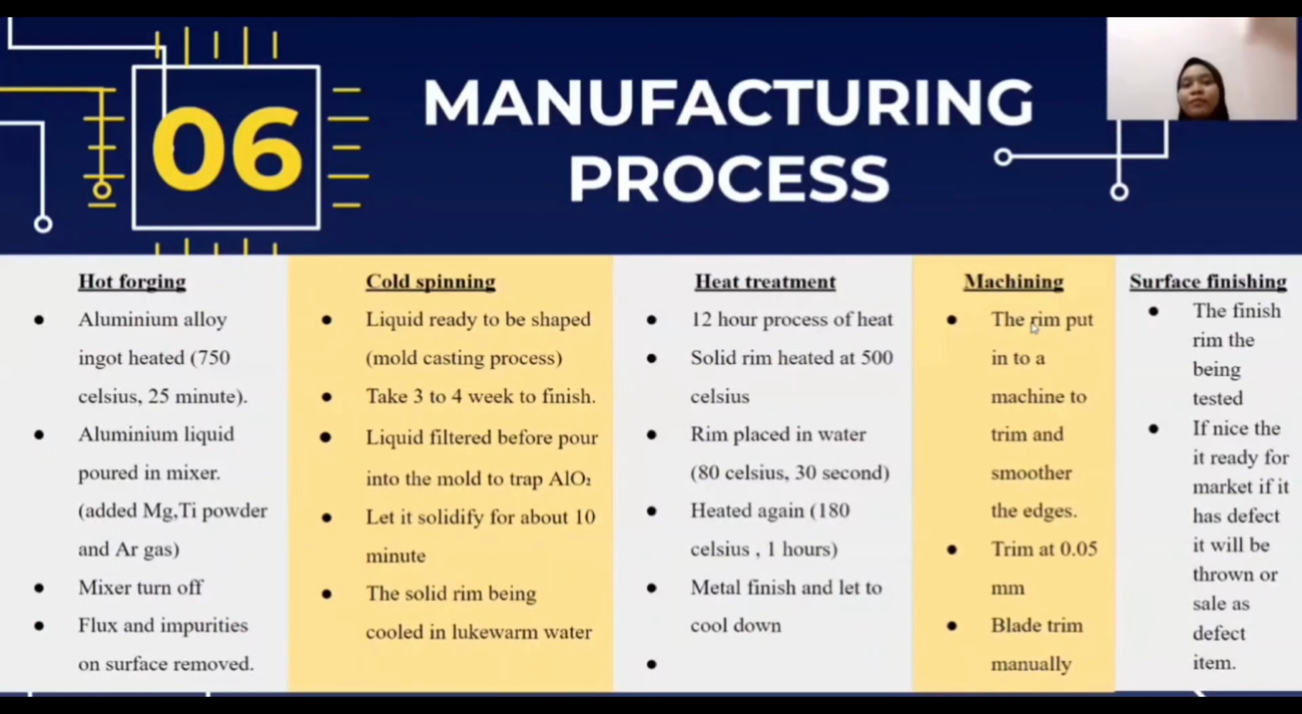After the rim finishes the 3 main steps, it will undergo machining. Machining is a process where the edges will be trimmed in the machine in order to get smoother edges. The trim is equally at 0.05 millimeter, but the blade at the rim will be trimmed manually by the worker. For the surface finishing, the finished rim will be tested, for example, to avoid any leakage at the rim. Also, if the test is good, it is ready to be marketed. But if it has a defect and the defect is minor, it will not be thrown away. It will be sold as a defect item.